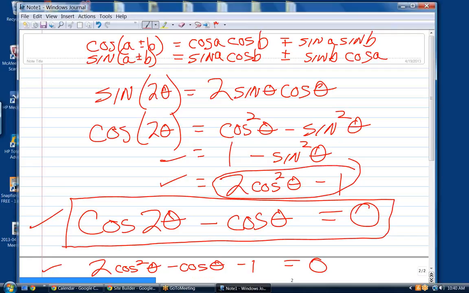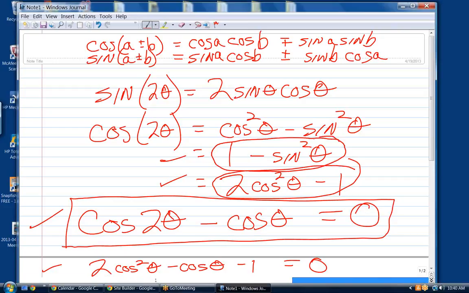If I would have used this identity, I would have had a combination of sine squared and cosine theta. And then I would have had to keep substituting to get everything into cosine theta. And occasionally you want to use this one if the equation warrants it. But in a simple equation like this, I'm always going to pick the identity that has nothing but cosine squared in it, because I know I can solve that quadratic.